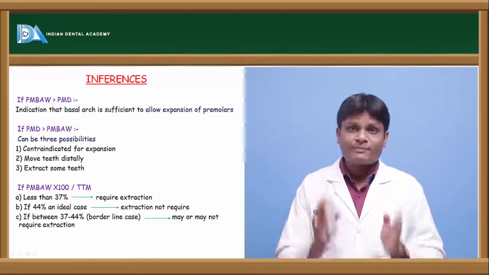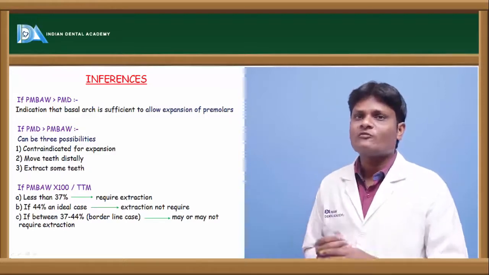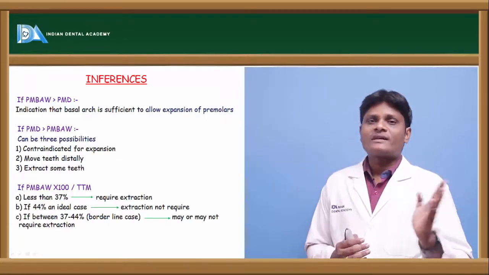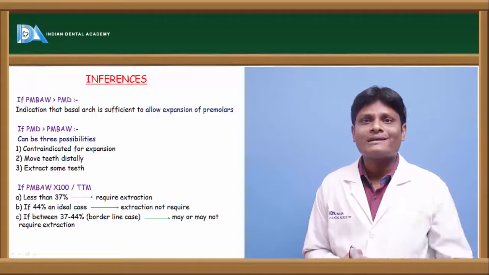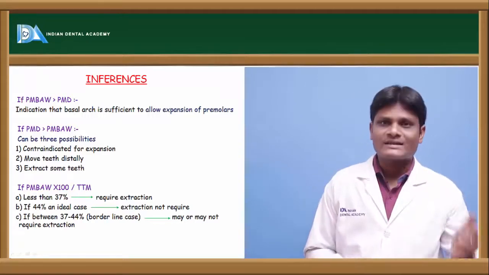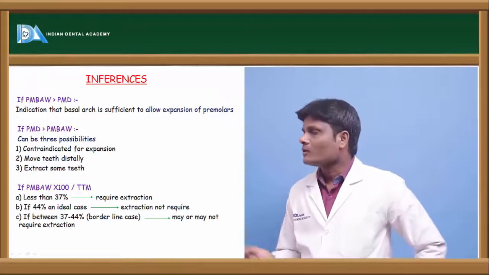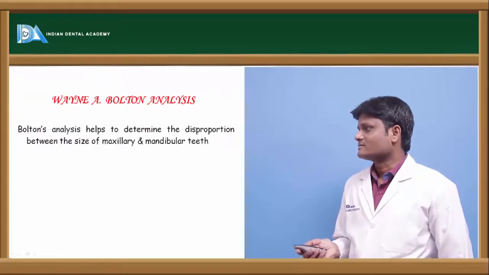Absolutely we can go for expansion if the premolar basal arch width is 44%. If the premolar basal arch width is between 37 to 44%, this is a borderline case, and we can go either for extraction or expansion depending upon the patient's requirement. So this is about Ashley-Howe's analysis.